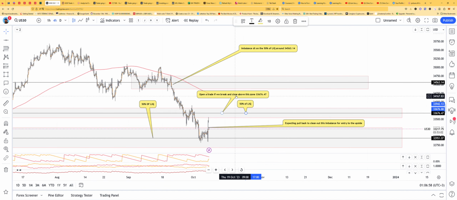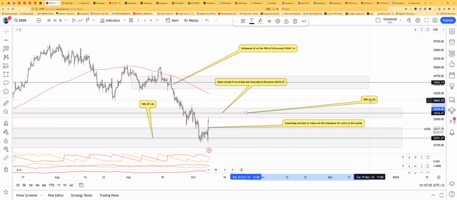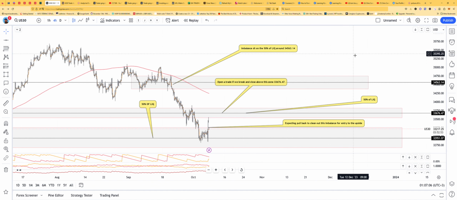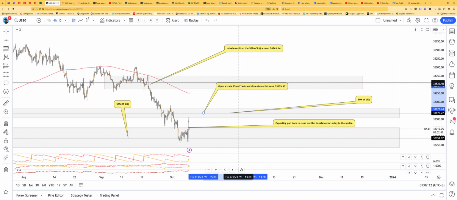Alright, so the trade is going to be, this is the 50% of liquidity. This is the lowest number I could put it. I just have my shots on the zone. Alright, so open a trade at the break.